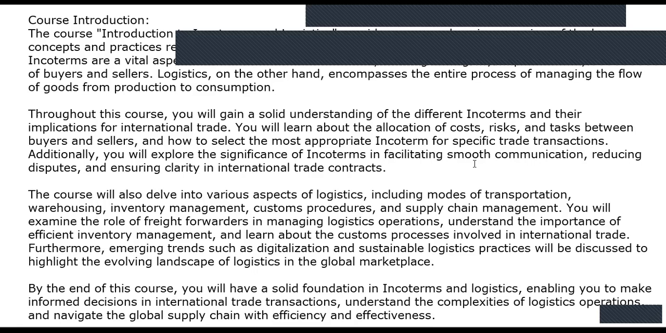You'll also be examined on the role of freight forwarders in managing logistics operations and understanding the importance of efficient inventory management. And also you need to learn the customs process that is involved in international trade. Furthermore, you need to learn emerging trends such as digitization and sustainable logistics practices that will be discussed in this course to highlight the evolving landscape of logistics in the global marketplace.